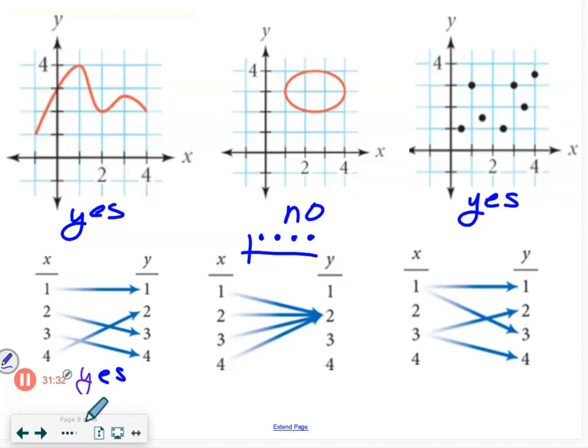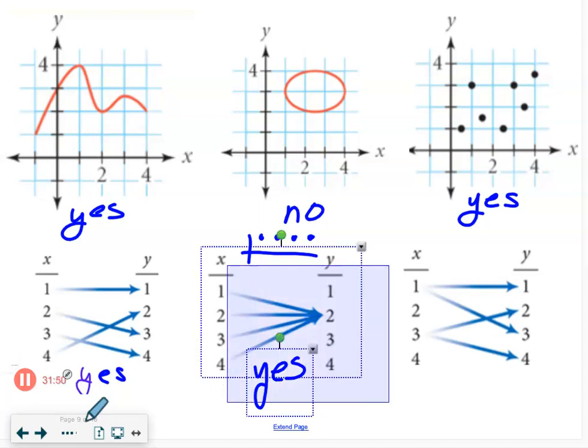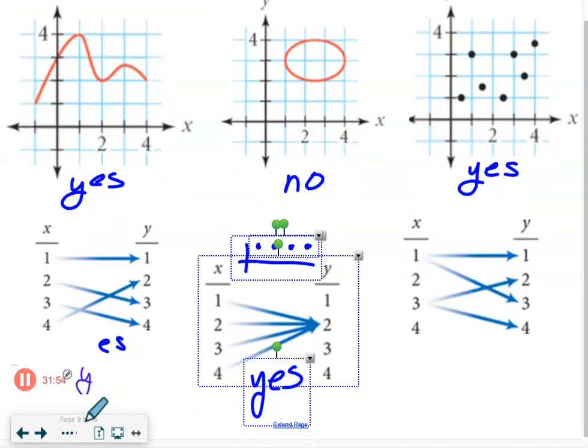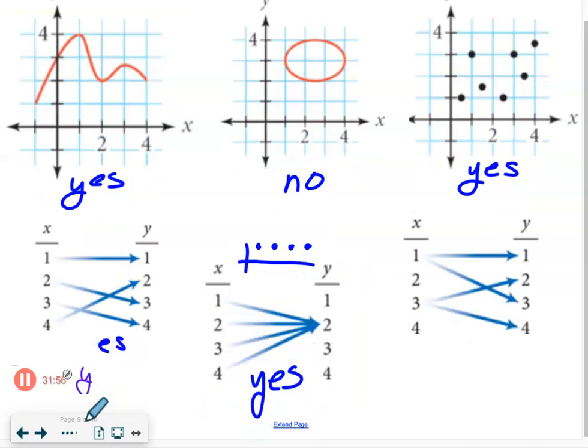Is this a function? Yes. It's okay to have every single x value pointing to the same y. That creates the horizontal, right? So well done, you guys, in figuring this out. So this is a yes. I bring this down so I don't get confused. X cannot equal 2.